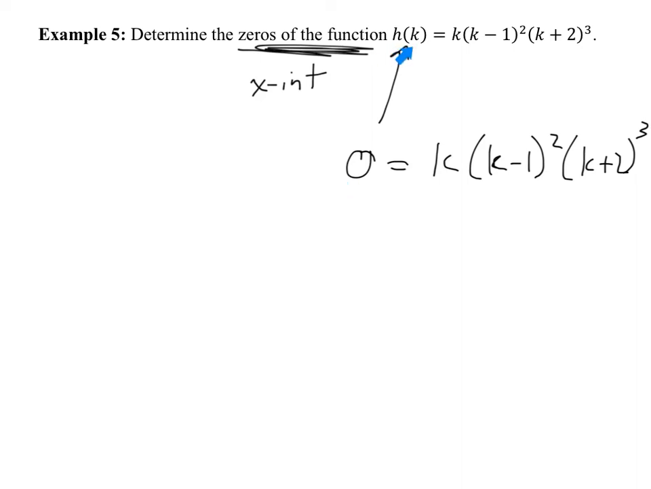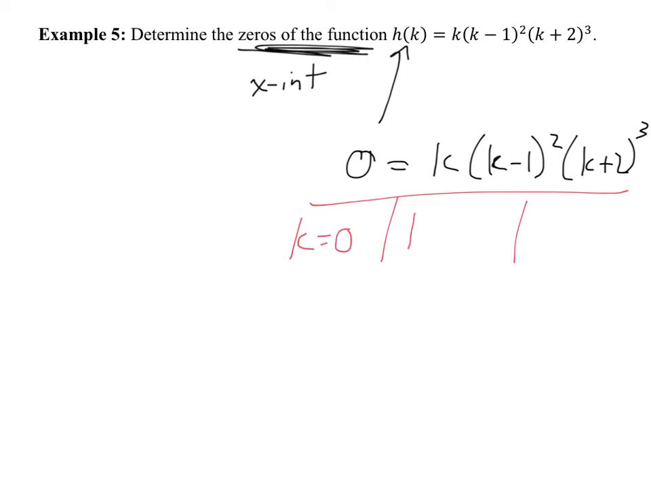We've taken h of k, which is really y, like f of x, this is really y, and these are really like your x terms. We've set y equal to 0. So in essence, we're finding the x-intercepts, which happen to be k in this one. So to do that, it's already factored. So step 1 is done. I set it equal to 0. Step 2 says factor. It's already factored. Step 3 says set each factor equal to 0.